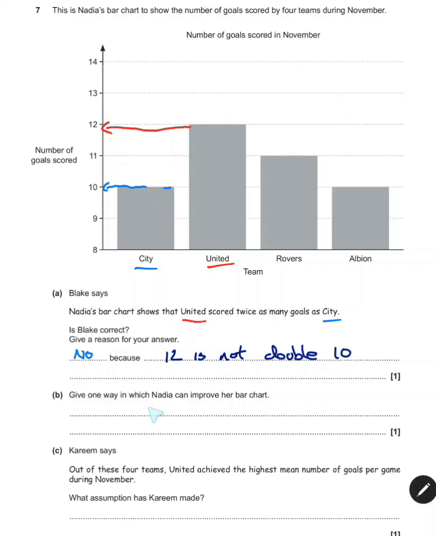Part B, give one way in which Nadia can improve her bar chart. Well, there's not much wrong with this bar chart. It's quite good. But all I can see here is we don't start at 0. So let's put that on there.